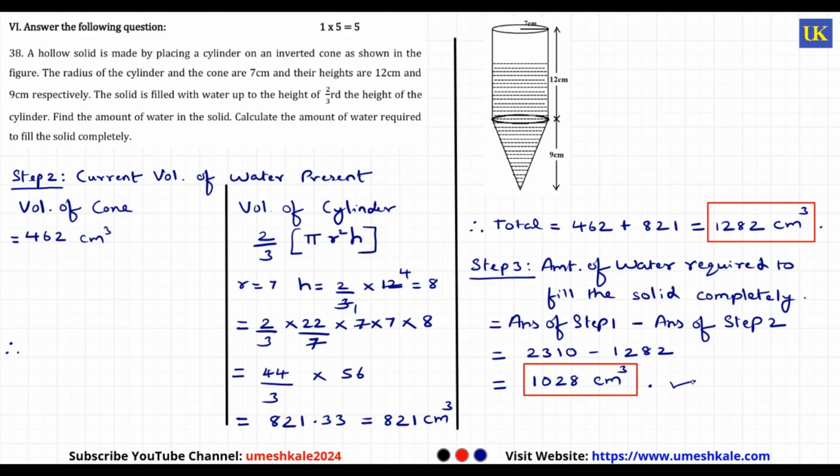So this much more water is required to fill the solid completely till the top. How much is required is 1028 centimeter cube. So this is our answer. Okay.